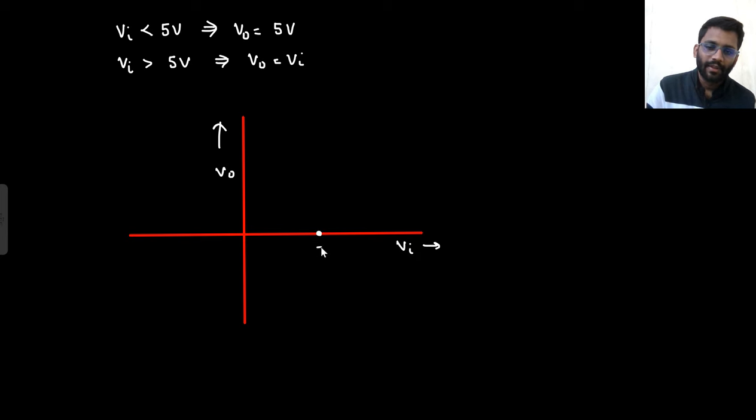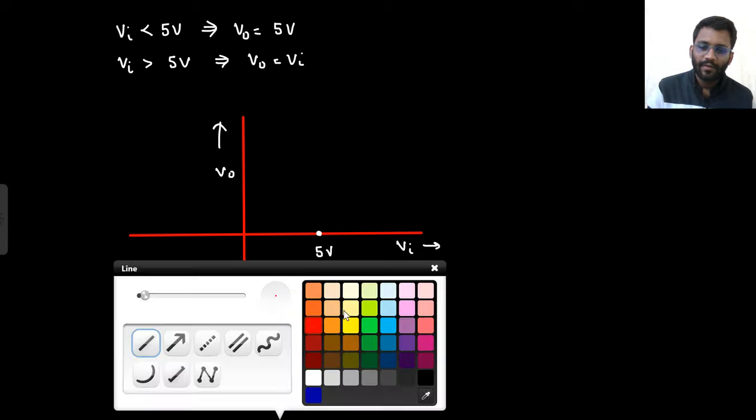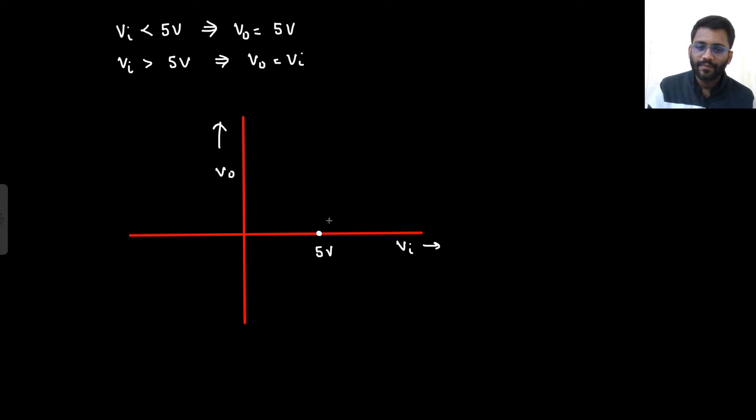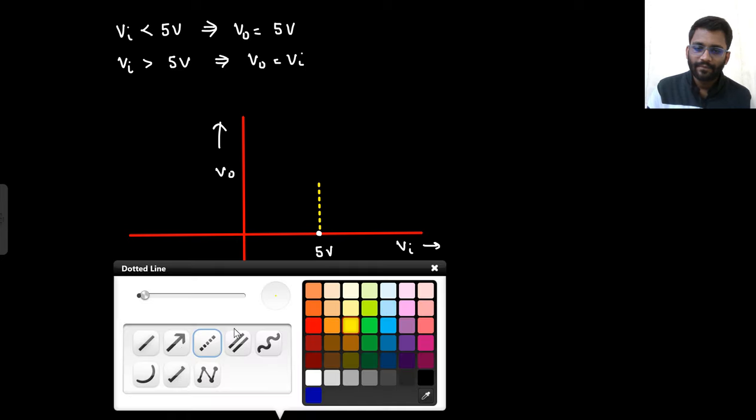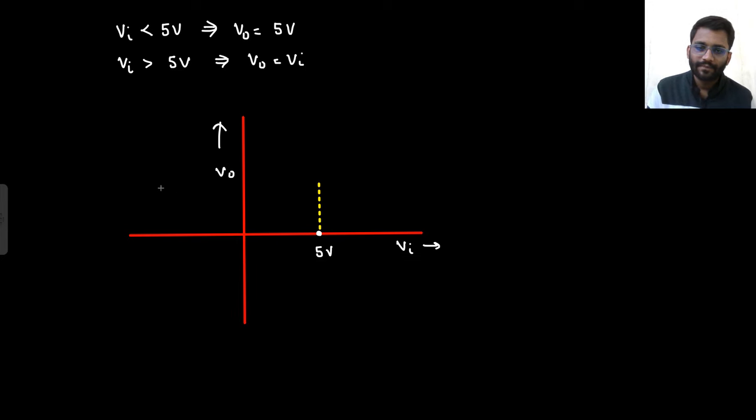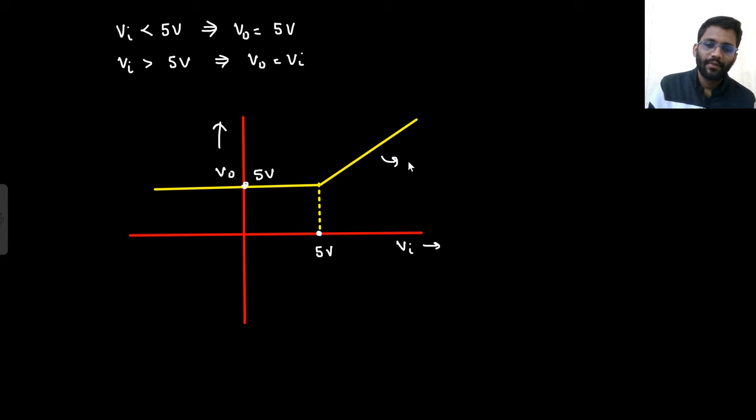Five volt is our breaking point. For Vin less than 5 volt, V0 was 5 volt. After that, it was following the input. This was 5 volt, and here V0 is equal to Vin. So this was the complete solution.